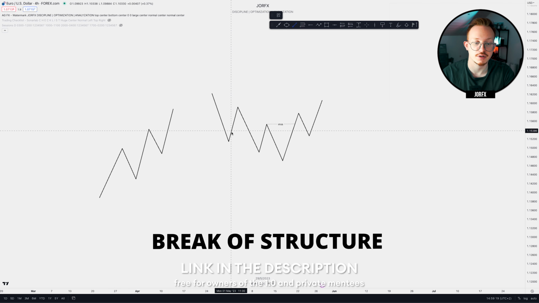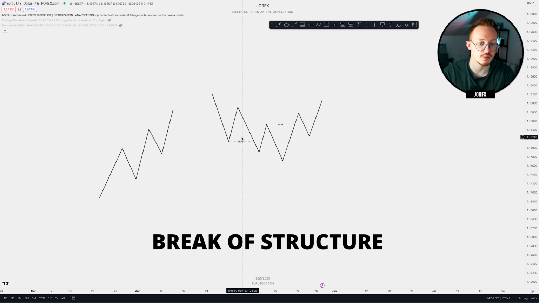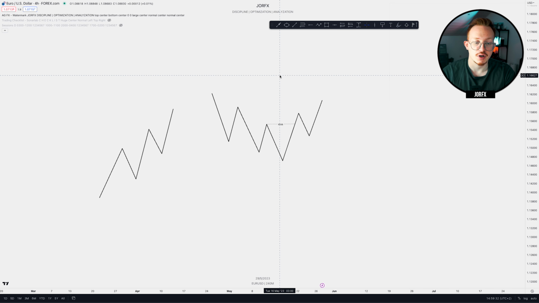Then you also have break of structure. A break of structure is basically when you break the previous structure. So in this case, it is our previous low, it has been broken right here. So right here we have a break of structure. Whenever a break of structure occurs, you can expect a pullback. It is not going to happen immediately, it's not going to happen way down there, but you can expect it. Somewhere in this range, you can expect a pullback of some kind.